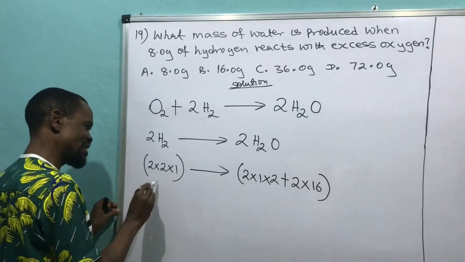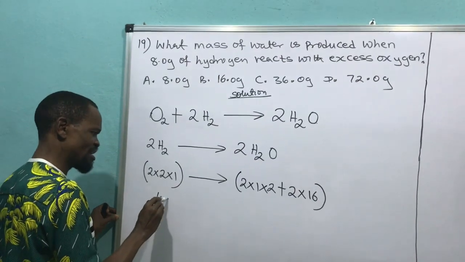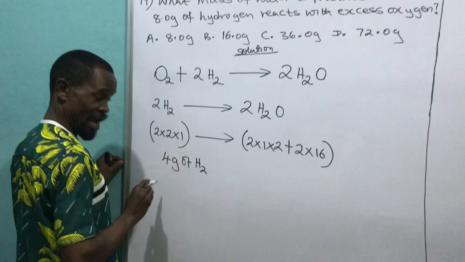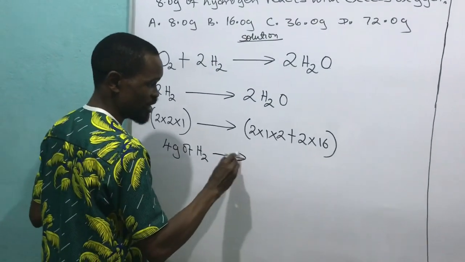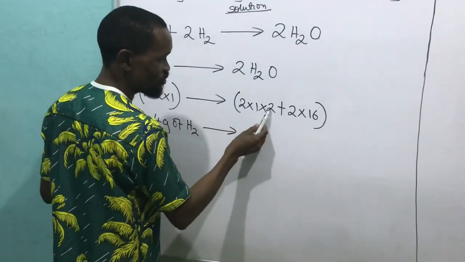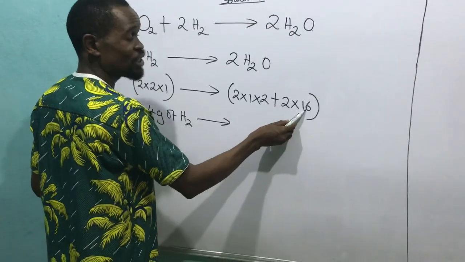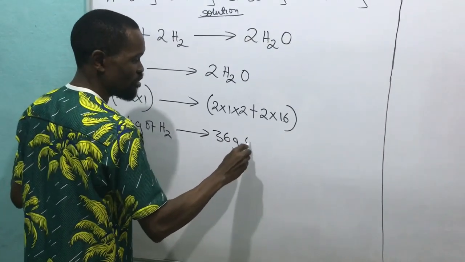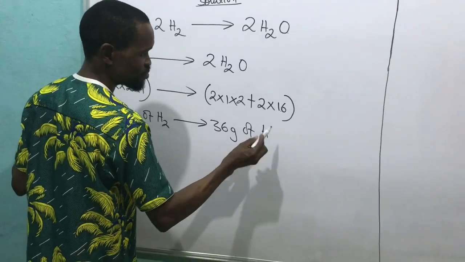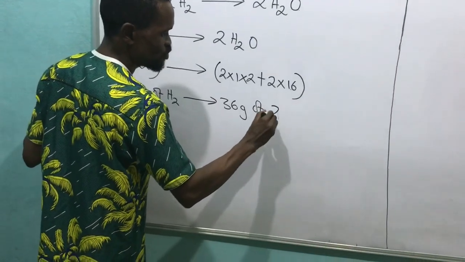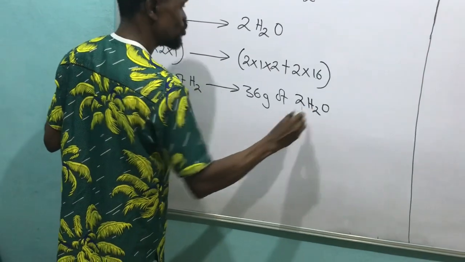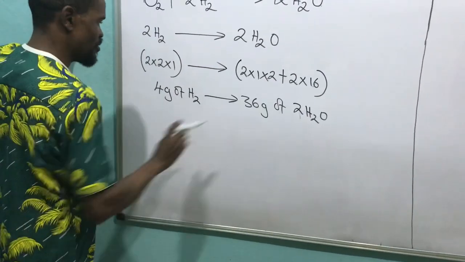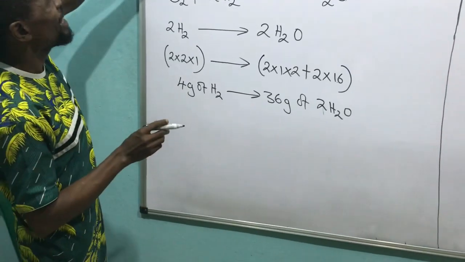Then this times this will give me 4 grams of H2, which is hydrogen. This times this will give me 32, plus 4 will give me 36 grams of 2H2O. That's the gram of this. Then I will now ask, what gram?